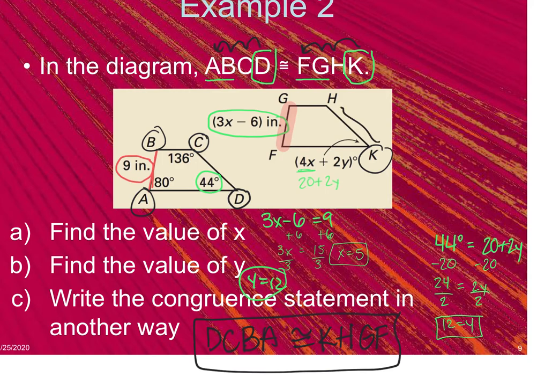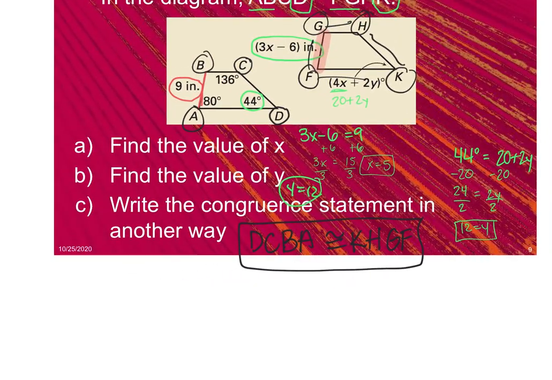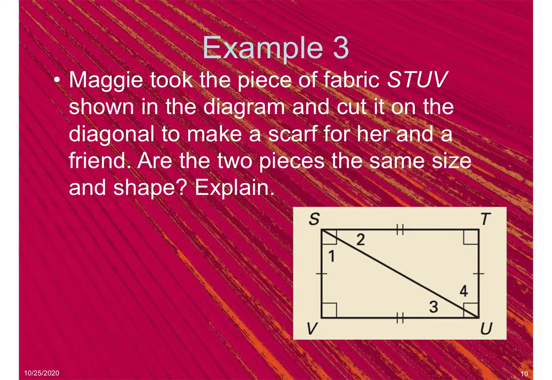In this case, we would go K, H, then to G, then to F. And then you could connect it back to K, because the last letter will circle back to the first one. Learn theorem. Okay, example 3.